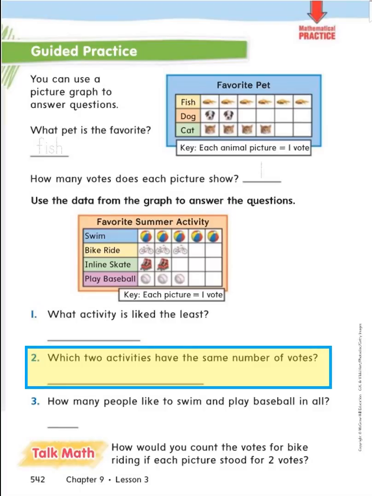Now if we look at question 2, which 2 activities have the same number of votes? And you'll have to write them in. Hopefully, you realized it was bike ride and play baseball. Okay, not difficult, right?